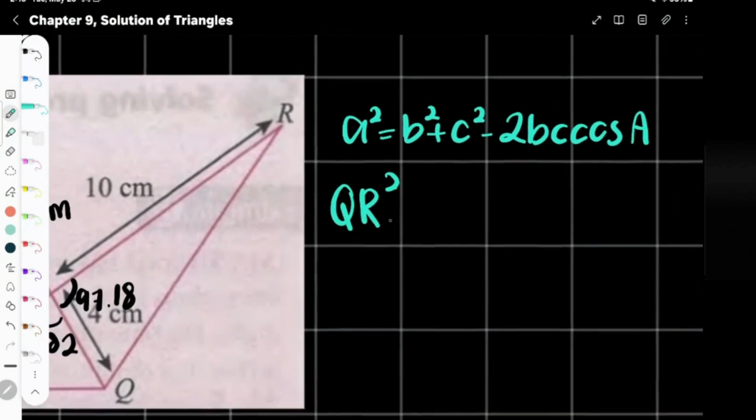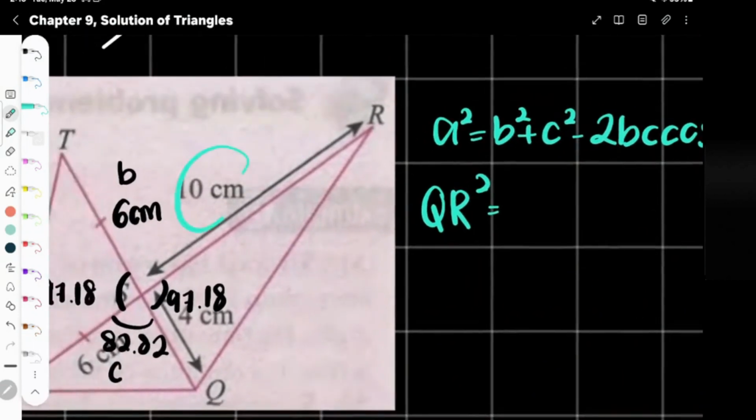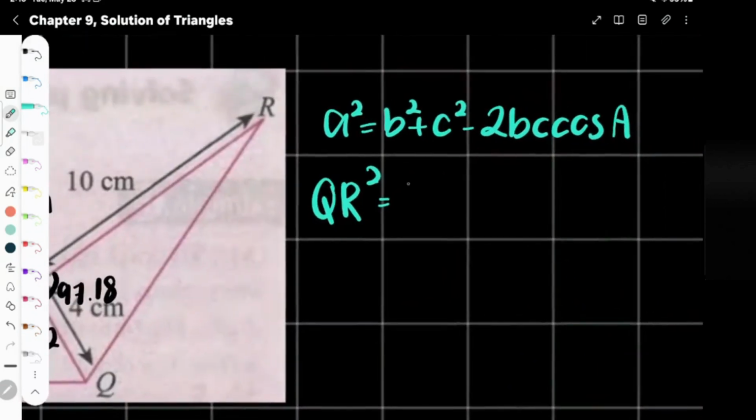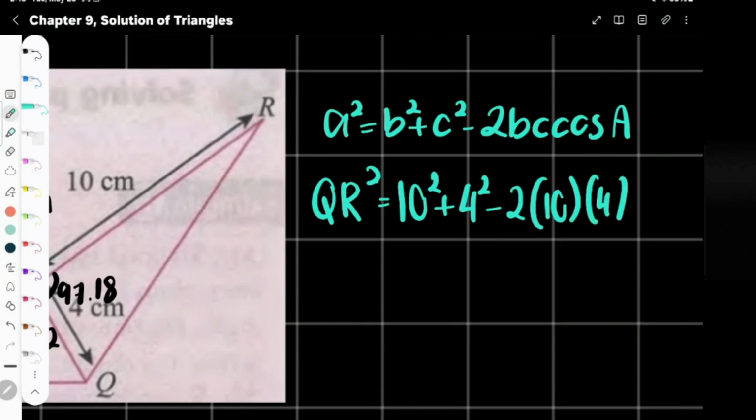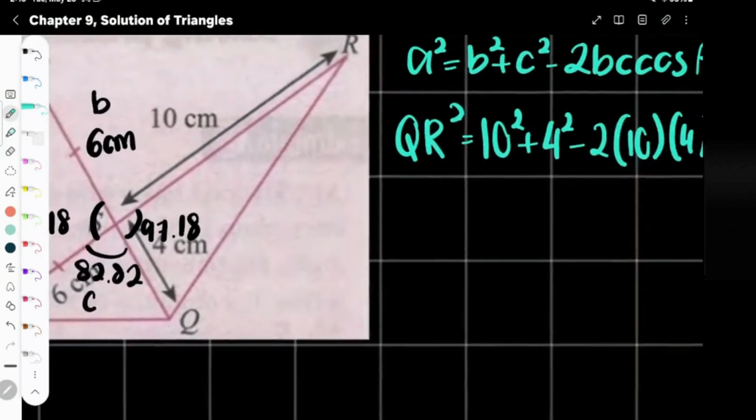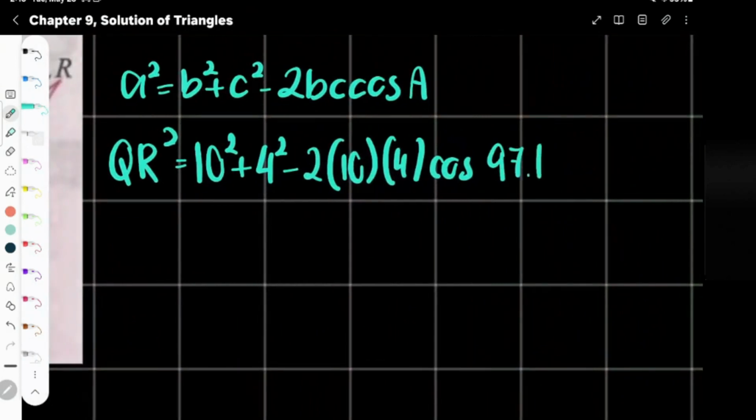QR square equals B square. Where's B square? This and this. You can choose either way, 4 or 10. I'm just going to choose 10 square plus 4 square minus 2 times 10 times 4, cos the angle we have, 97.18. Okay, so let's calculate this. Very simple. So press your calculator: 10 square plus 4 square minus 2 times 10 times 4 cos 97.18.